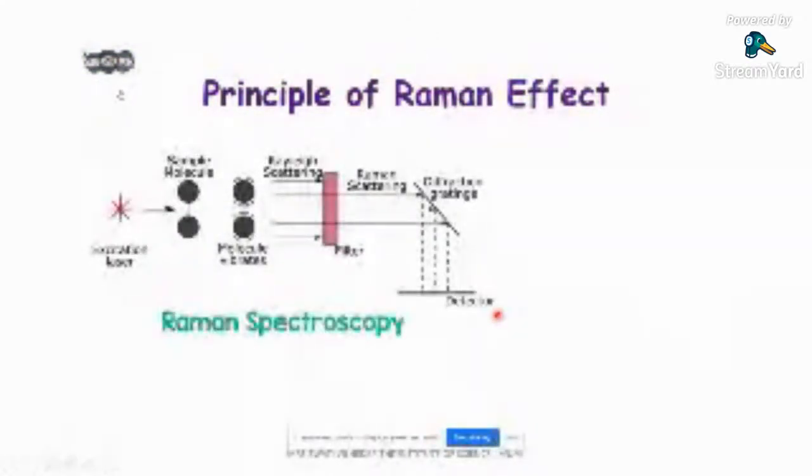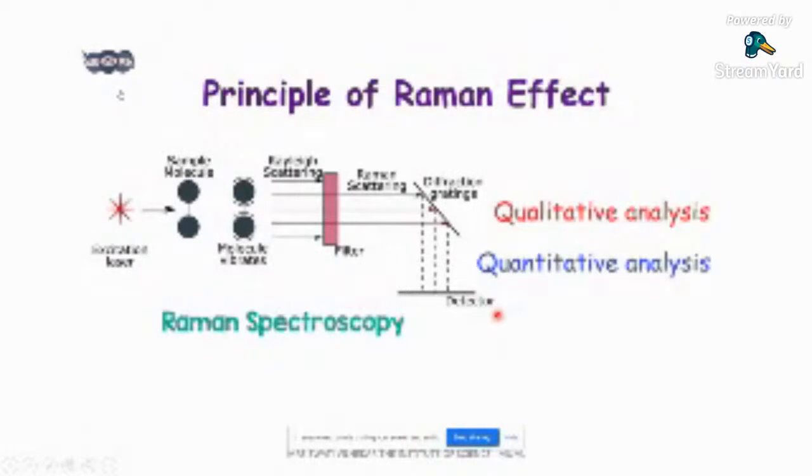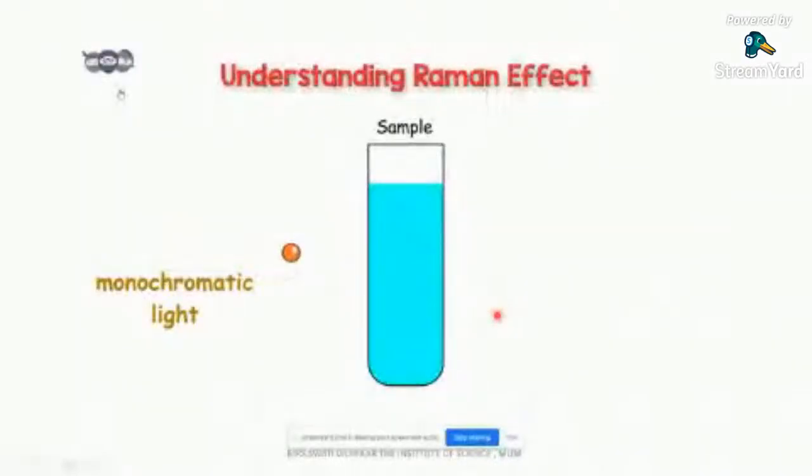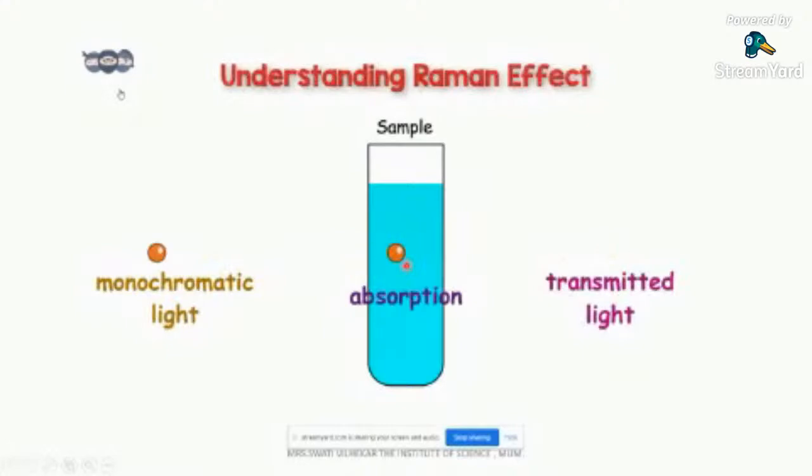Now let's study how the principle of Raman effect can be used in Raman spectroscopy to perform analysis on a given sample. Let us first understand the Raman effect. When a sample is exposed to monochromatic light in visible region, the sample absorbs light, and a major portion of the light gets transmitted through the sample.